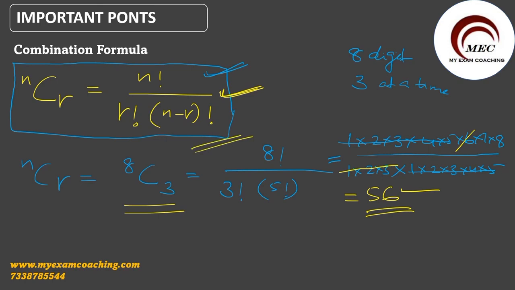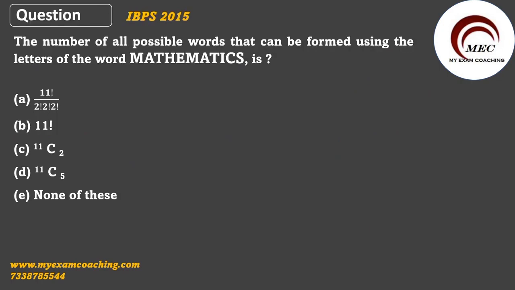So based on this concept, now we understood what permutation is, what combination is, and what factorial is. Based on this, let us go to some of the questions. So this is your first question. This question is selected from the IBPS exam 2015. What is the question? The number of all possible words that can be formed using the letters of the word mathematics.